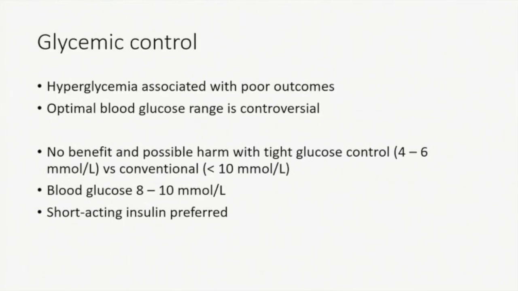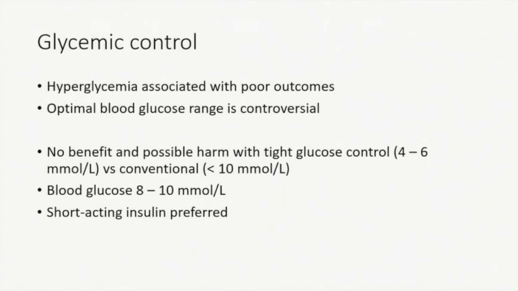Glycemic control: we do not like hyperglycemia because it has been clearly shown to be associated with poor outcomes. Whether this is causative or just an association is still unclear, but we try to avoid hyperglycemia if possible. However, the optimal blood glucose range is still very controversial.